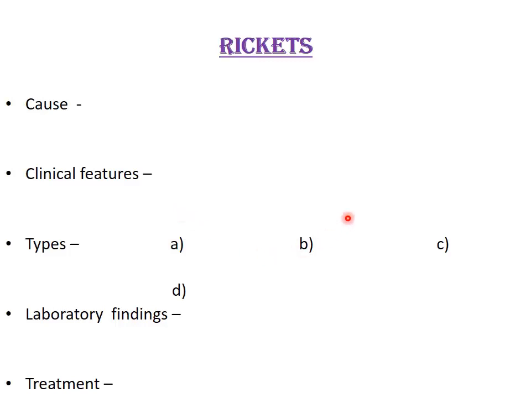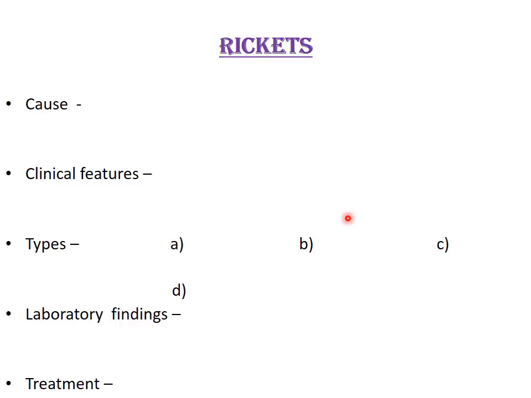So the first type is what? Where there is deficient vitamin D. Maybe the intake is very less, or the production, synthesis is very less, exposure to sunlight is very less. So due to which you are getting less vitamin D. So there is less calcium and phosphate, less mineralization.